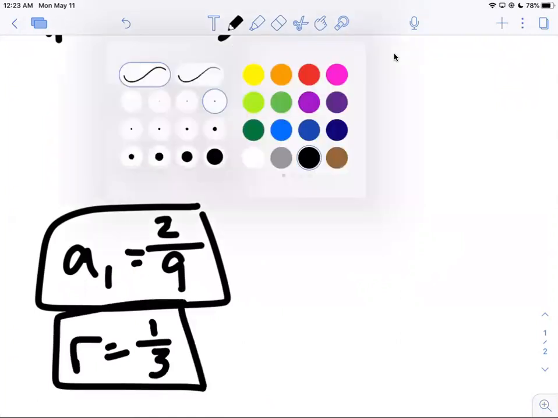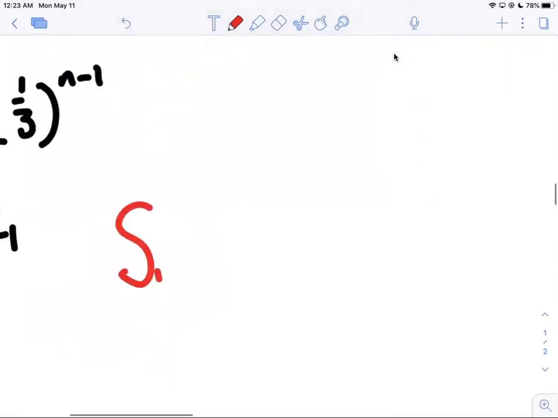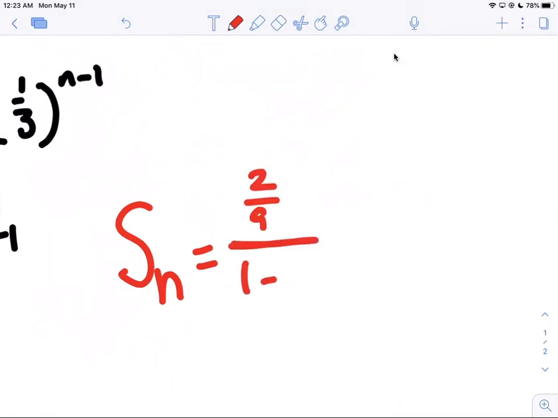So now we're going to do our S sub n. So I'll do it right here. S sub n is equal to a sub 1, which in our case is 2/9. Just because it's a fraction, don't let that freak you out, over 1 minus r, which is 1/3.